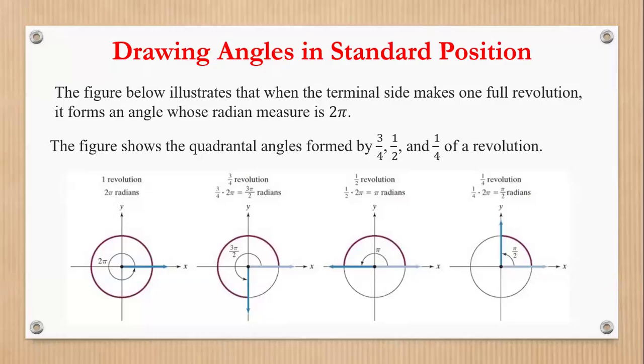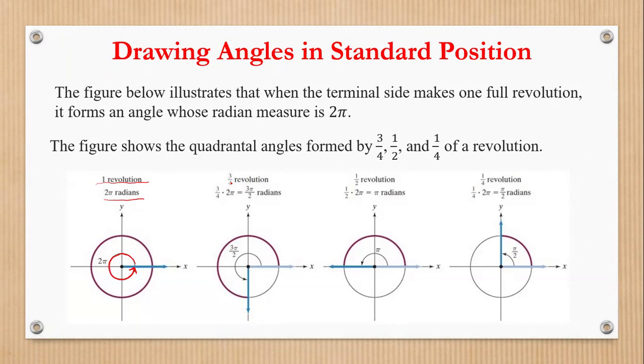Now we want to see how we can draw any angles in a standard position. So to draw angles, you need to know how many revolutions that angle is. You know that a full revolution in any circle is 2 pi. So for one revolution, we have 2 pi radians.